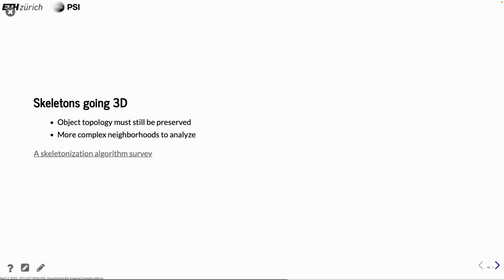Then right now I have only told about skeletons in 2D, but naturally we can also do them in 3D, and same thing, the topology must be preserved. And you can also get, of course, more complex neighborhoods to analyze if you want to do this branching analysis. And the algorithms are also a little bit different here. In some cases you have not only thin lines between, but you can also create planes in between that are connected. So there are different strategies for how you split up a skeleton in 3D.